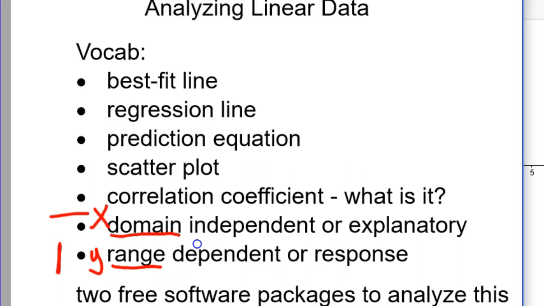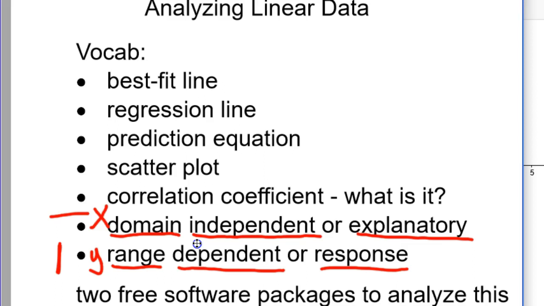But we talk about two different ways of naming them when we talk about scatter plots. Typically we like to call them independent variables or explanatory variables when we're talking domain or the horizontal axis. And when we're talking about range, we like to use dependent or the response variable. So those are all terms we'll use instead of just domain and range. And then we'll finish it out with, I'll show you how to plot these on two free software packages. There's lots and lots of them out there, but these two are the ones I use most often.